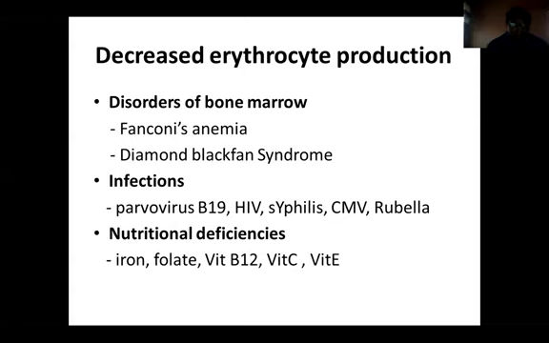The second cause is decreased erythrocyte production. It can be because of bone marrow problems, infection, or nutrition. In the bone marrow, one is Fanconi's anemia, another is Diamond-Blackfan syndrome. Infections include parvovirus B19, HIV, syphilis, CMV, and rubella. Nutrition: it may be because of iron, folate, vitamin B12, vitamin C, and vitamin E deficiency.